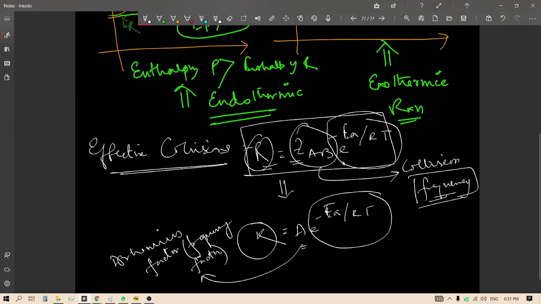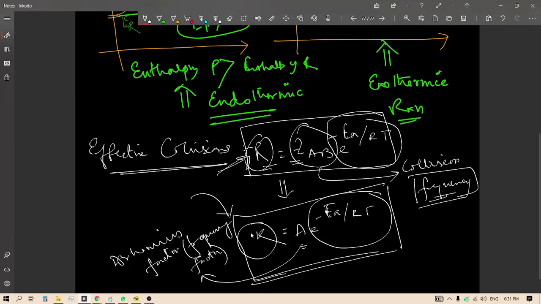So this is a formula. Whenever you are asked to find the collision frequency, and if you are given the rate of a reaction, go for this. And if you are given the rate constant, then go for this. You cannot mix these two up. Please do not mix these two up.